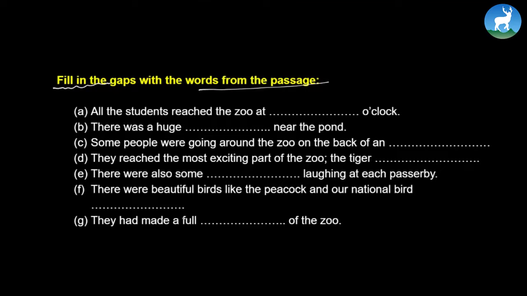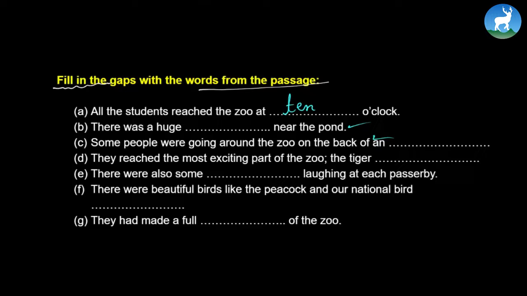Now, of course, all the students reach the zoo at what time do you think they reach? They reach at 10 o'clock. Remember, you can get this right from the passage, okay? So you can write here at 10 o'clock. There was a huge, again, of course, you can get it in the passage. Some people were going around the zoo on the back of an, I'm sure most of you are now able to say the word here that you're supposed to fill in.